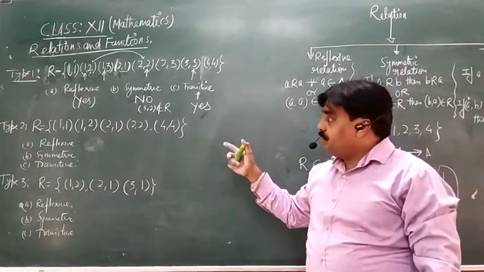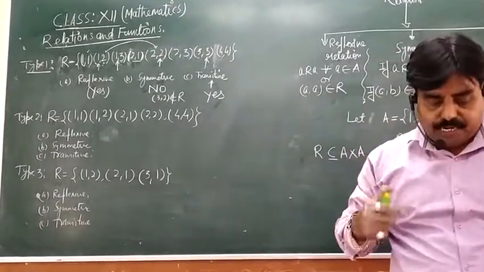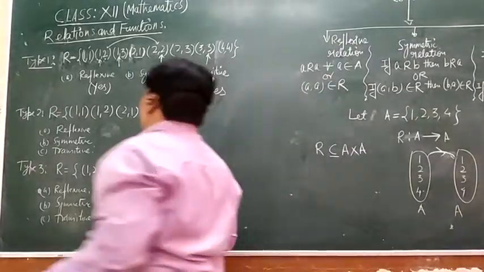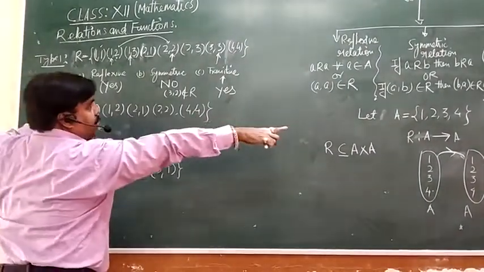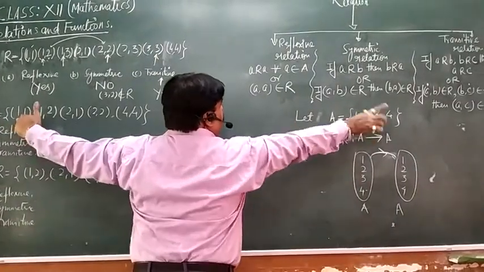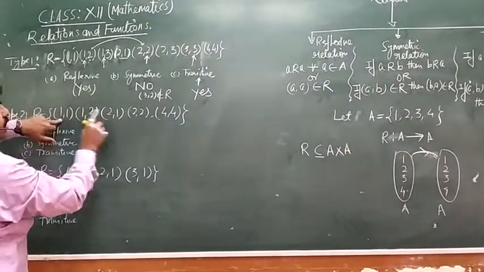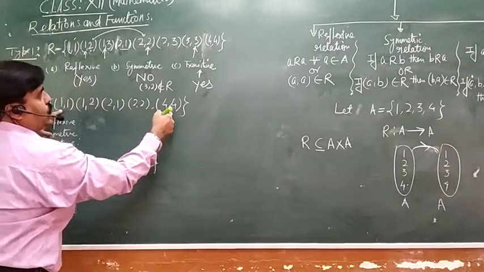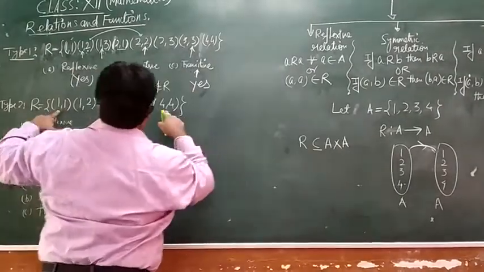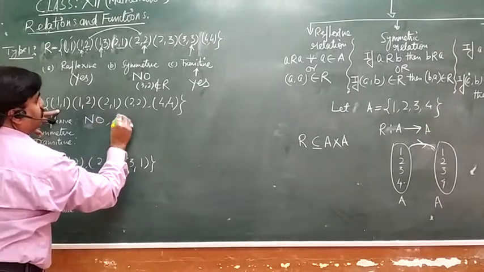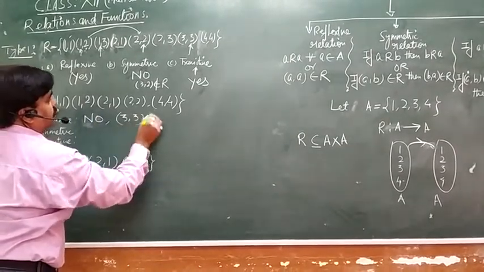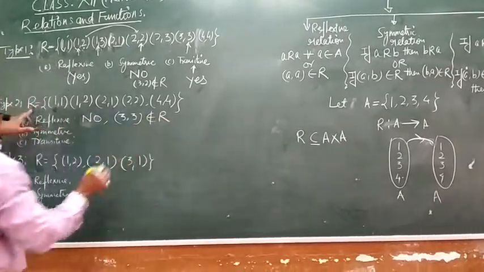Now we will check for the second type of relation we are taking. See now, here 1, 1. The elements in the set are 1, 2, 3, 4. So 1, 1 is here, 2, 2 is here, 4, 4 is here, 3, 3 is not here. So this is not reflexive. That is no, because 3, 3 does not belong to this R.